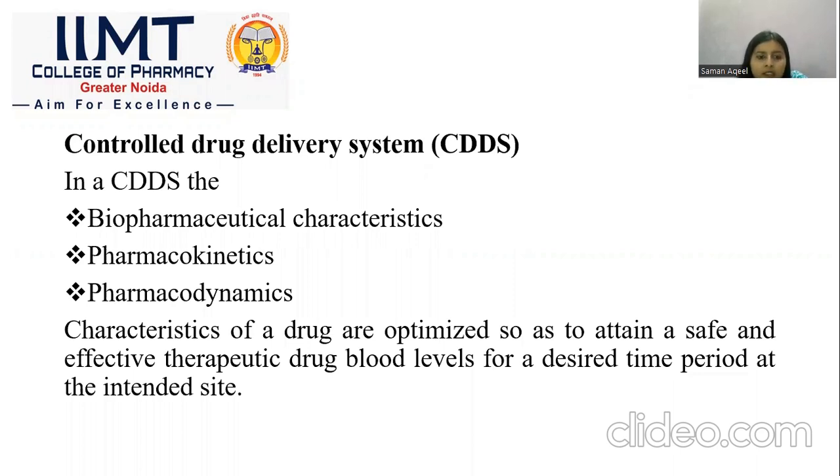Now, these all three characteristics of the drug are optimized. Optimized means making it fully functional, or using only as much as is essential, so as to attain safe and effective therapeutic blood levels for a desired time period at the intended site. So our basic aim is to maintain a constant level of the drug in the plasma for a desired time period and at the intended site.